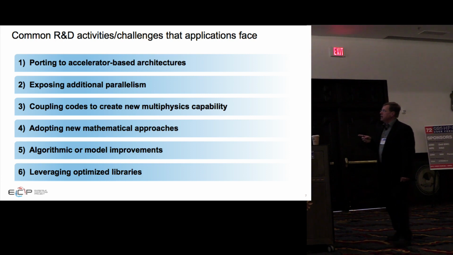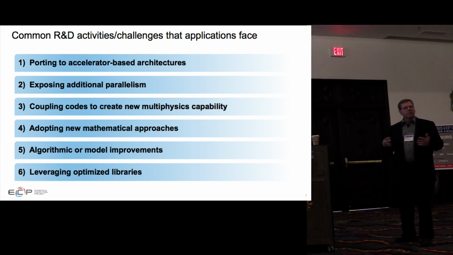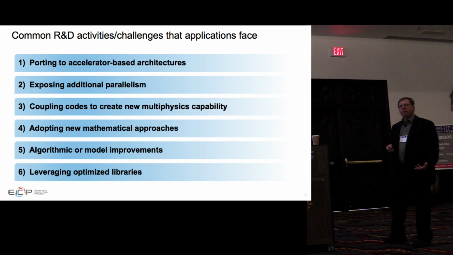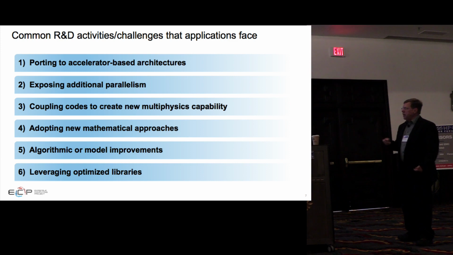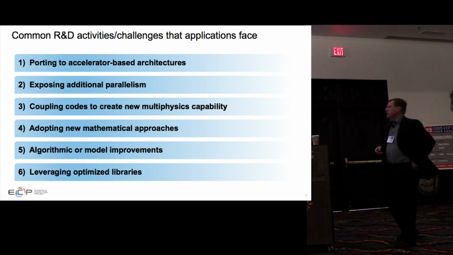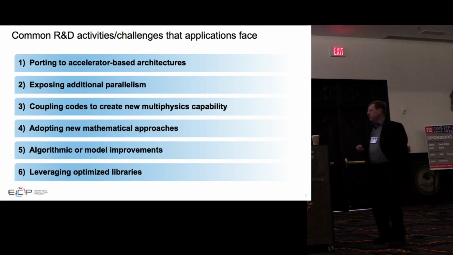I wanted to highlight the R&D activities and challenges that the apps face because they in turn are our challenges in the software technology. In a certain way, we exist to satisfy the requirements of these application teams, not just the 25, but certainly these 25, and then a broader collection of applications. So: porting to accelerator-based architectures, that is the path to exascale in the time frame that we have right now. Exposing additional parallelism, coupling codes, which I mentioned, and I'll mention a bit about how that impacts software technology, new math approaches, and then model improvement, algorithmic improvements, and then optimizing or leveraging optimized libraries, which is what ST provides.